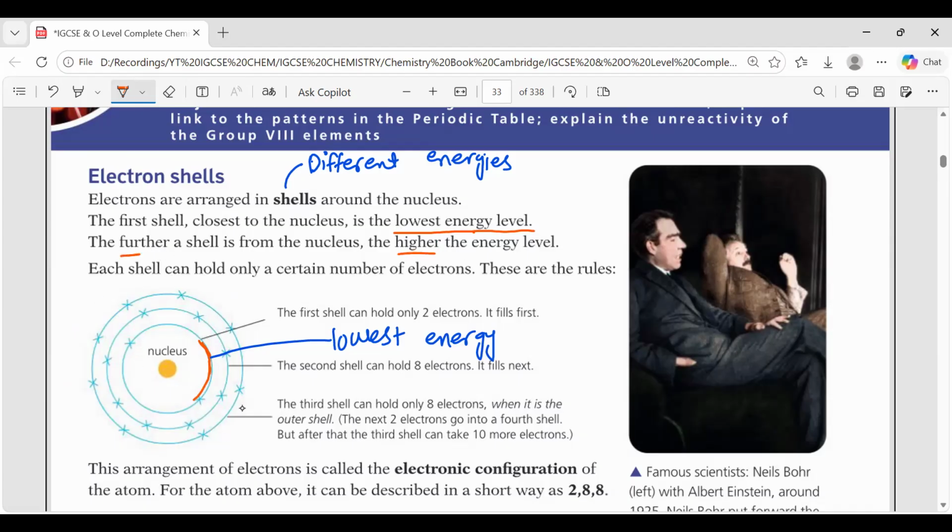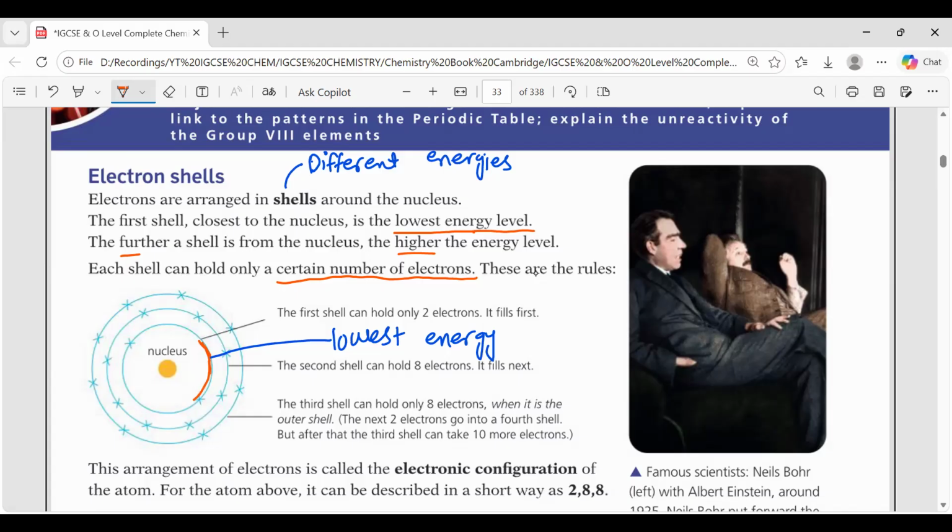One more thing. What this energy level is telling us is that this energy is specific. It means each shell can hold only a certain number of electrons. It is not the case that you can fill all the electrons in one shell. There is a limit for each shell, and beyond that limit, that shell cannot hold more electrons.